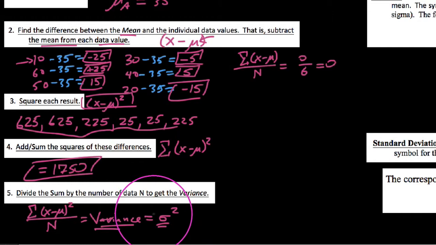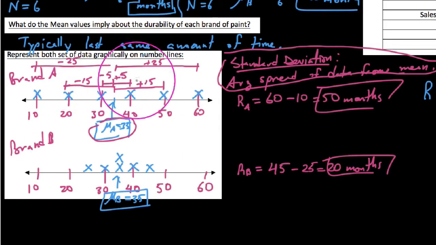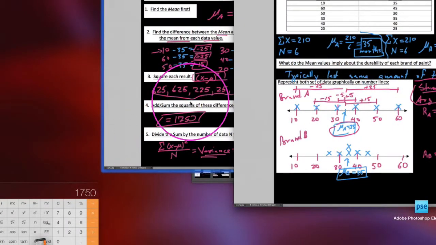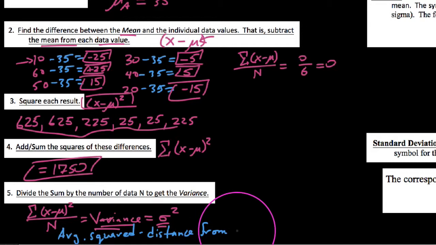Something I want to tell you about the variance: what is it telling me? It does not tell us the average distance that a typical datum is from the mean. It tells us the average squared distance from the mean. The reason we squared the numbers was to bring them back positive again. So the variance is the average squared distance from the mean. We want to know the spread.